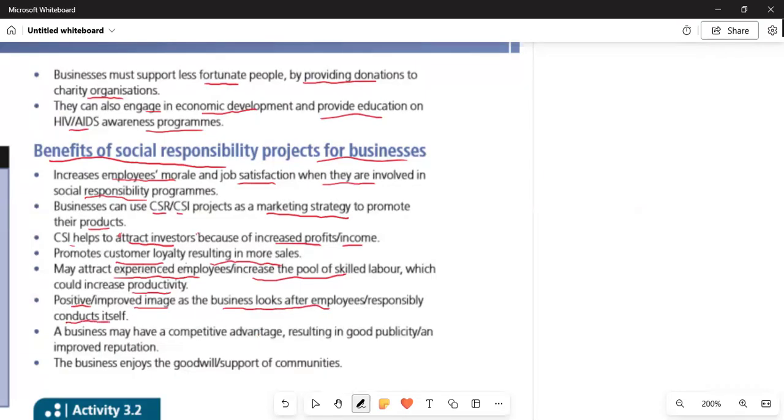Positive improved image as the business looks after its employees responsibly and conducts itself well. So they're going to have what? An improved image because of taking care of their employees. The business may have a competitive advantage resulting in improved publicity and improved reputation. So doing corporate social responsibility and CSI differentiates your organization from other businesses. So it gives you what? A competitive advantage. The business enjoys the goodwill and support of the community. So that is that.